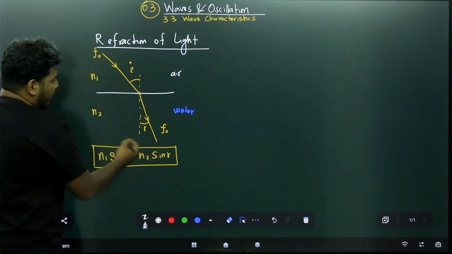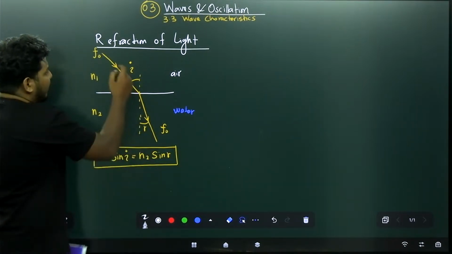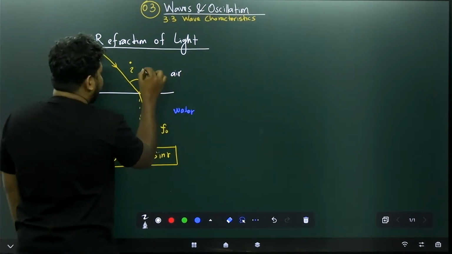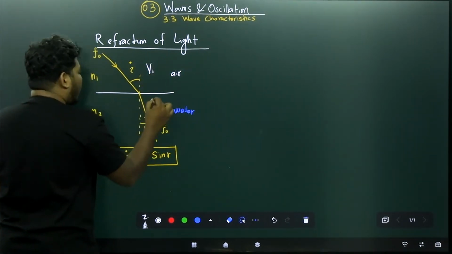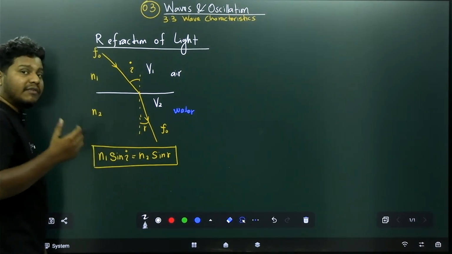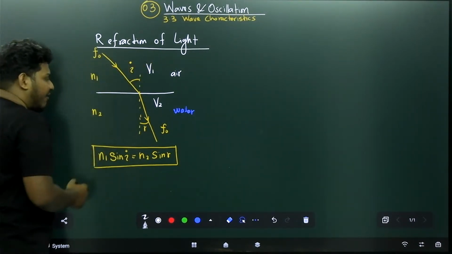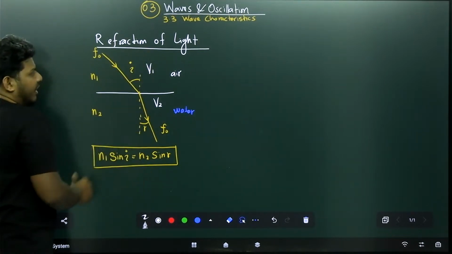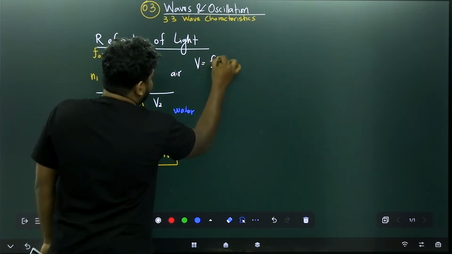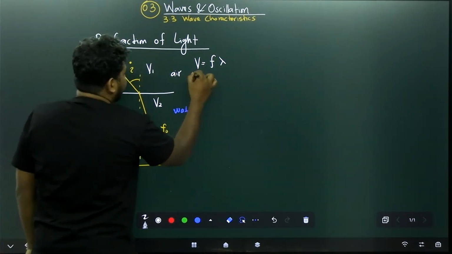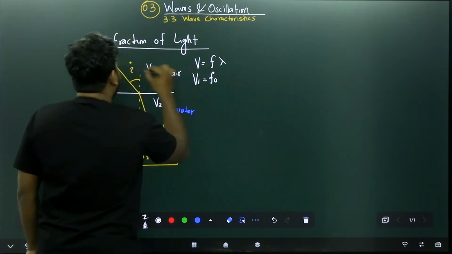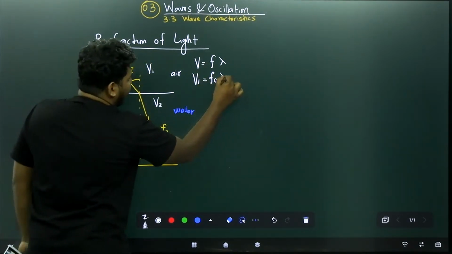Let's say the speed in this area, in the air, is V1, and in the water, the speed of the light is V2. I'm taking it like this. So we can apply the V is equal to F lambda equation for this ray and this ray. The velocity here is V1 is equal to the frequency F naught into the wavelength lambda 1.